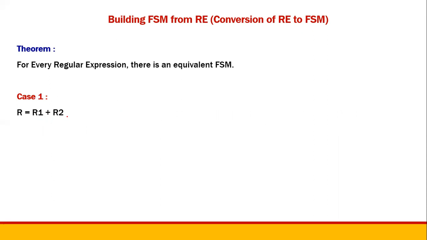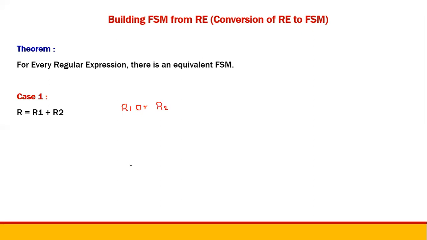That means we are going for the union operator R1 plus R2. R1 plus R2 means either the regular expression R1 or R2. So R1 plus R2 is nothing but R1 or R2. Let us see how to draw the equivalent FSM for this regular expression. R is equal to R1 plus R2, that means R is equal to either regular expression 1 or regular expression 2.